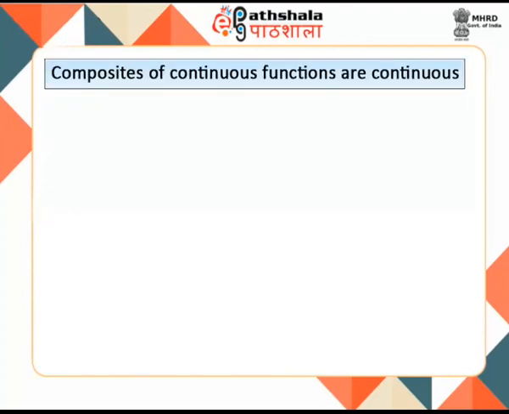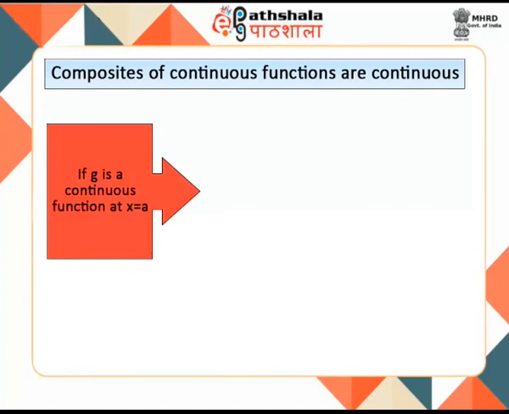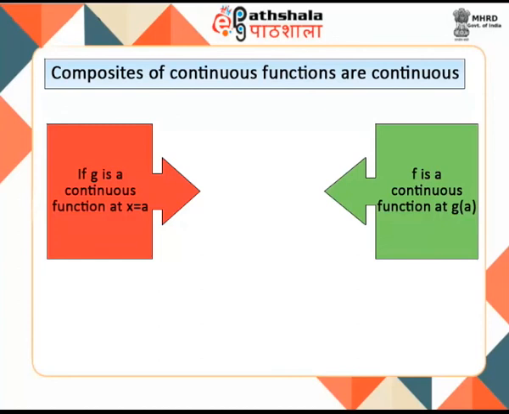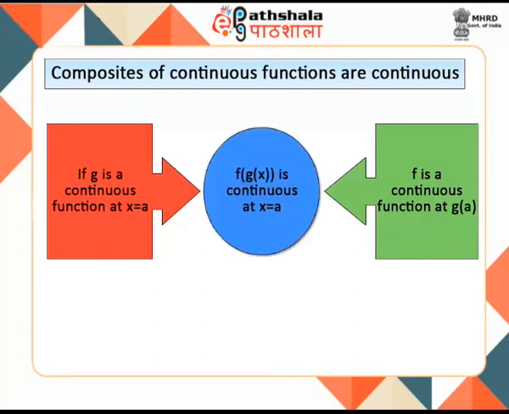Composites of continuous functions are continuous. If g is a continuous function at x equal to a and f is a continuous function at g(a), then f(g(x)) is continuous at x equal to a.